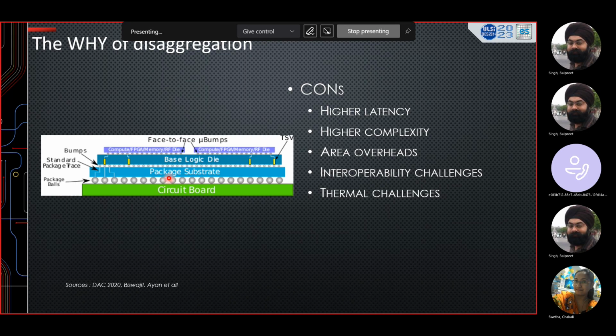Thermal challenges, I think Biswajit talked about that. If we are stacking all of these dies one on top of each other, we have to plan how my thermal solution is going to look, and that in itself is a complex subject. So these are the cons. We often only look at the pros, but we also need to weigh the pros and cons to understand what works best for our solution, our product.